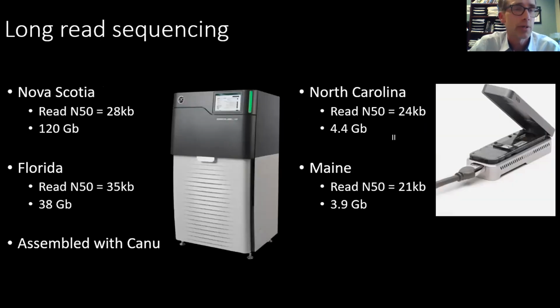And so we have isolates from Nova Scotia and Florida, so sort of the north and south, or sort of high and low latitudes. These were done with PacBio with a tremendous amount of data, hundreds of fold coverage. And then Ed took advantage of some MinION sequencing to do fairly low coverage for an individual from North Carolina and an individual from Maine. So they're all long read sequencers, really nice read lengths and really good assemblies.